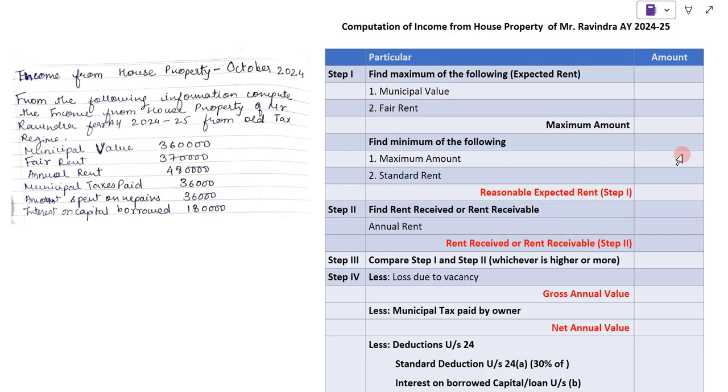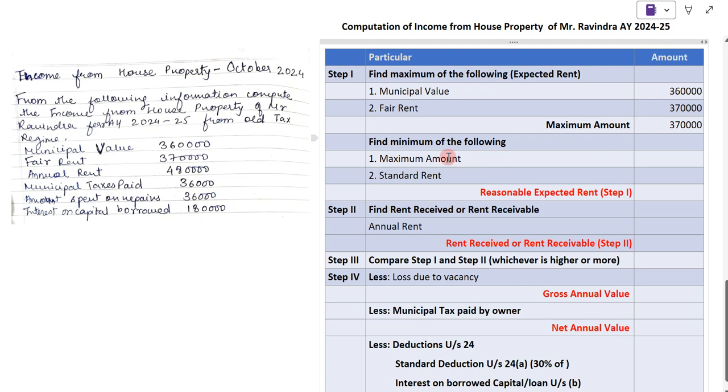Municipal value is 3,60,000. Now fair rent is given. How much is fair rent? 3,70,000. Now from these two, municipal value and fair rent, whichever is the higher or maximum amount will be the maximum value. 3,70,000 is the maximum.